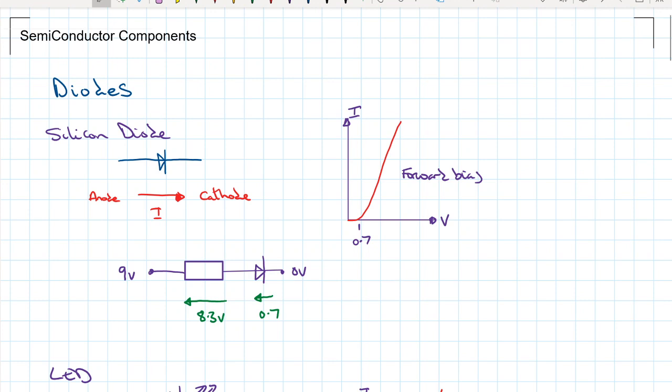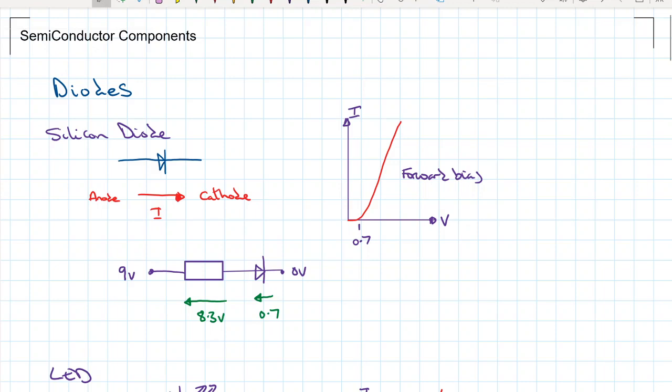So current only flows in one direction, in the direction of the arrow on the diode symbol, anode to cathode, so greater potential to less potential. And if we look at a transfer characteristic graph, as soon as we get to forward bias, which is approximately 0.7 of a volt with a silicon diode, then it starts to conduct, and it conducts really rapidly. So current flows really quickly. So with all diode type components, we use a safety resistor.